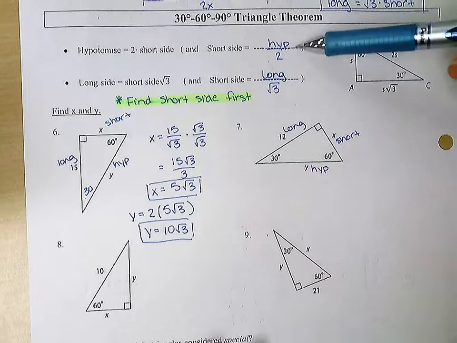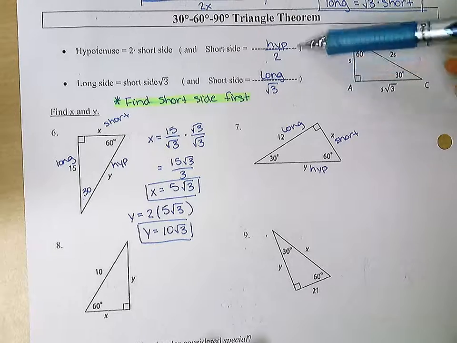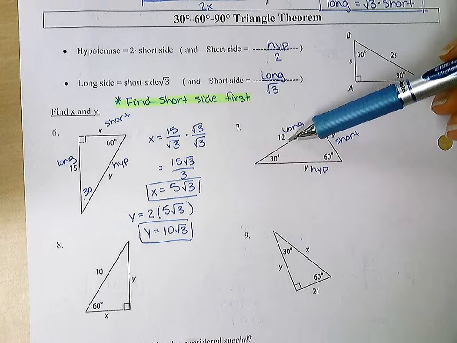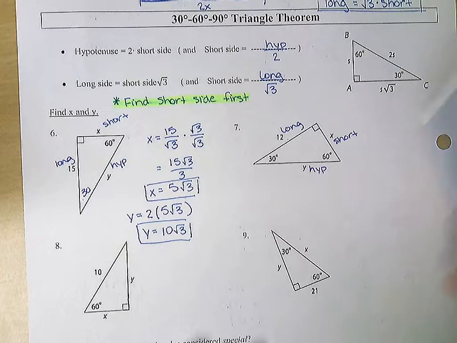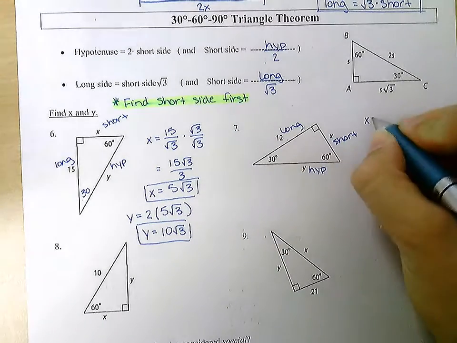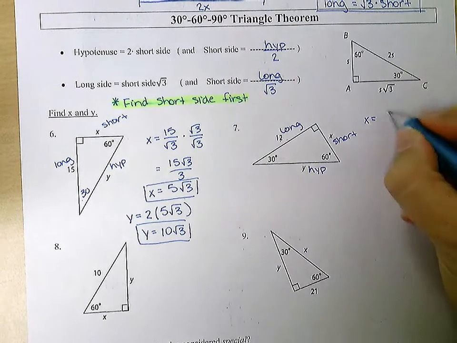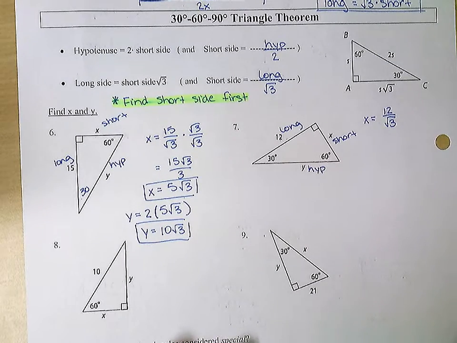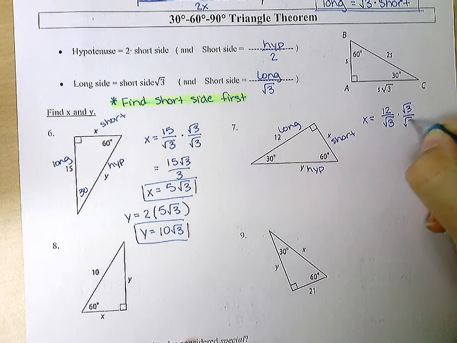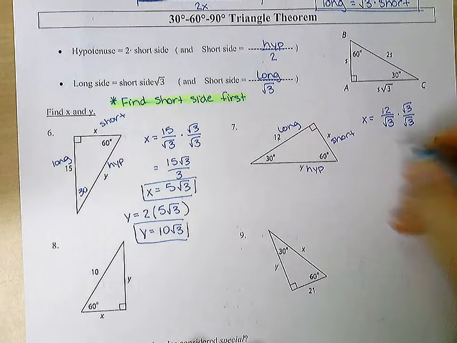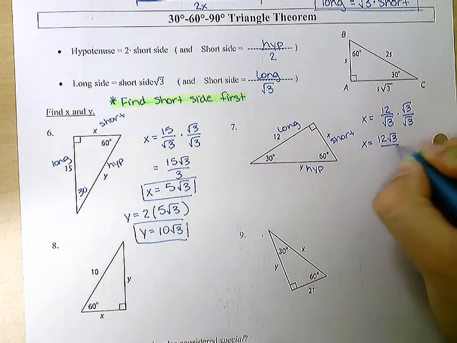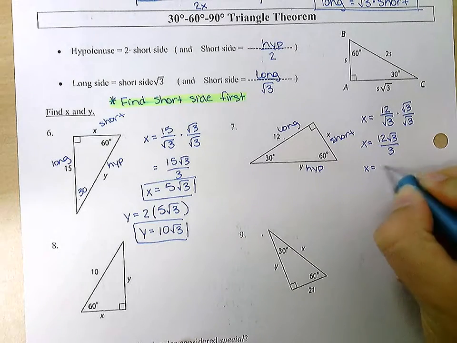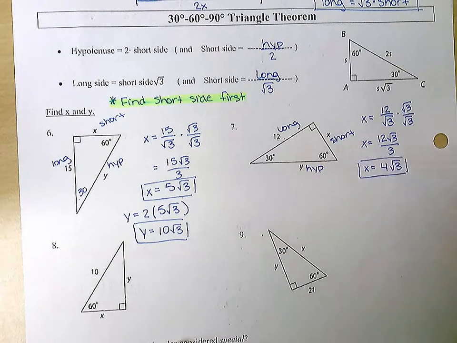Which one of my two equations here to find the short side should I use? Top or bottom? Bottom. I have a number for the long side, so I need to use this bottom rule here. So plugging in what I know, x is the short side. Long side is 12. And then that's divided by the square root of 3. Again, just have to simplify because we don't want that radical in the denominator. So I get 12 square root of 3 over 3. Again, I can simplify my fraction right here to get x is equal to 4 square roots of 3 for that short side.